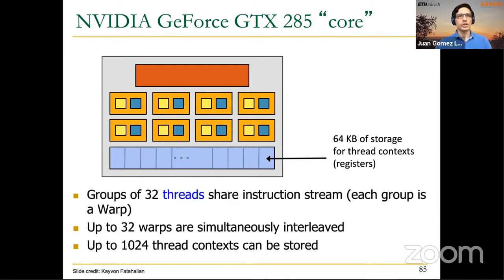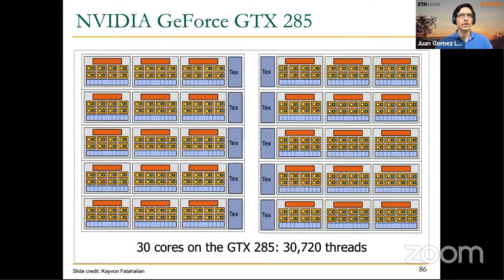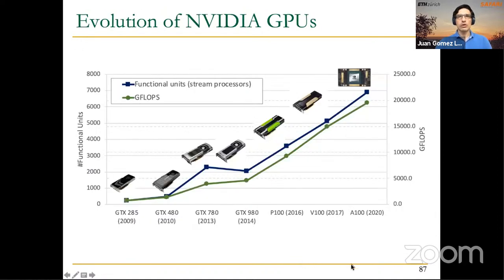You already know these details. Groups of 32 threads are a warp, and we can have up to 32 warps. By that time, we would have up to 32 warps running concurrently on each of these GTX 285 cores. So up to 1,024 threads, or 32 warps of 32 threads. And this is a view of the whole GPU with its 30 cores and up to more than 30,000 threads, as you can see. But obviously, since 2009, GPUs have evolved a lot.